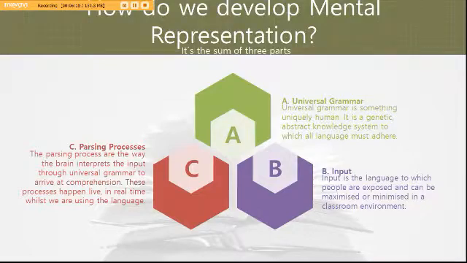B, we have input, which is the language to which people are exposed, and this can be maximised or minimised in the classroom environment. And C, we've also got the parsing processes. So parsing processes are the ways in which the brain interprets the input through universal grammar to arrive at comprehension. These processes happen in real time whilst we're using the language.